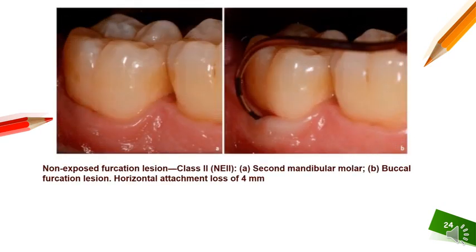Here also a non-exposed furcation lesion, class 2. On the second molar, we can see on the buccal aspect, we cannot see the furcation in this picture, but on probing we found 4 mm horizontal attachment loss.